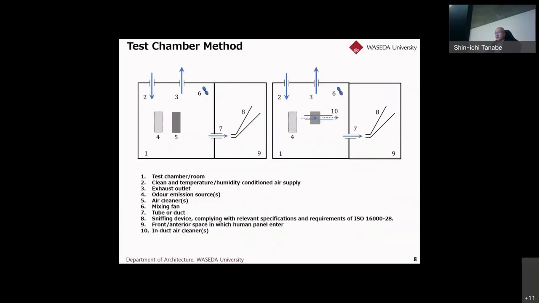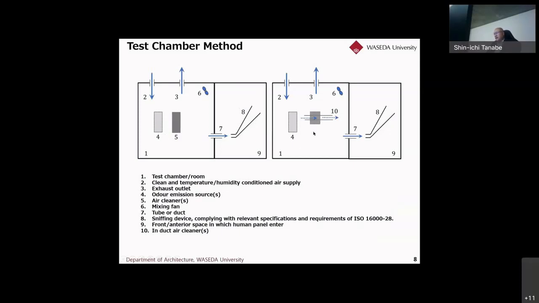And this is the test chamber method. It's not very difficult. Here are odor emission sources like bioeffluents, or building products, or some old carpet. We put in number 5, the air cleaner, in the same place in the chamber, with good mixing, and outside air is coming in, which is for ventilation. Some of the air is drawn to another anteroom, where a panel of people sniffs it.